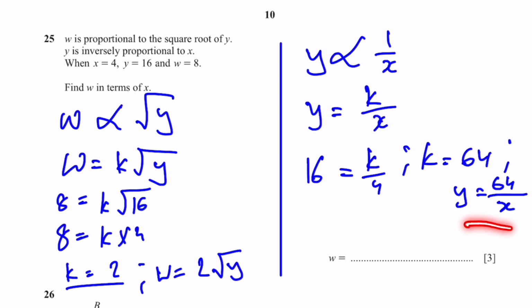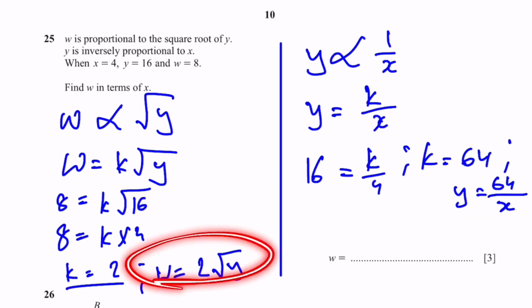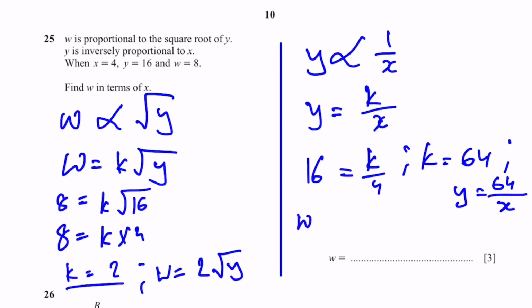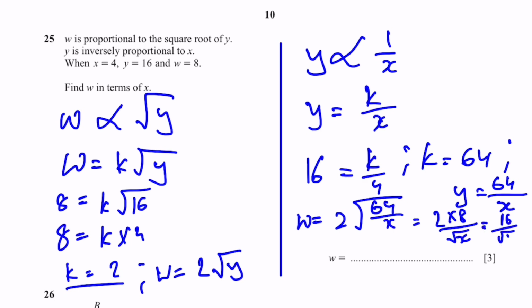Now we can substitute this value of y into this equation. So w is equal to 2 into root of 64 by x. Simplify the square root of 64 as 8, and root x will remain the same. So this can be written as 2 into 8 by root x, which is equal to 16 by root x. That's the answer.